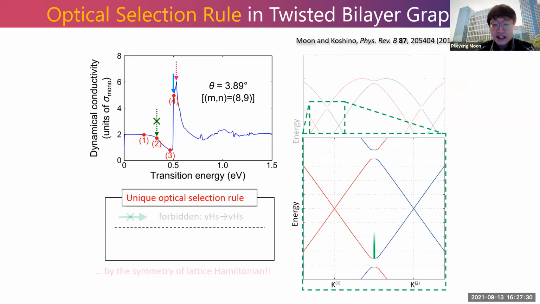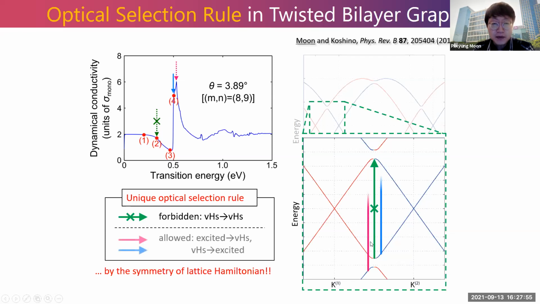But I theoretically proved that the transition from the first Van Hove singularity to the first Van Hove singularity, from the hole side to the electron side, is completely forbidden by the lattice Hamiltonian. So this is the reason why we see a dip in the absorption profile. Instead, the absorption peak occurs from the transition between Van Hove singularity and normal bands. This means that half of the electrons in a Van Hove singularity do not work for the optical transition.